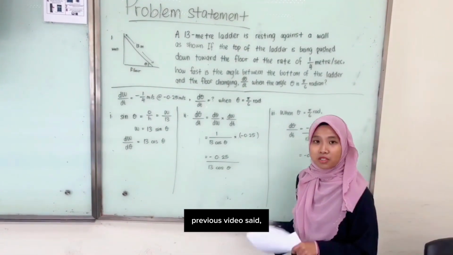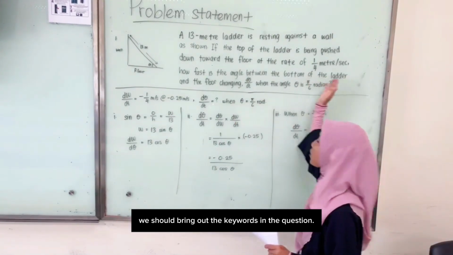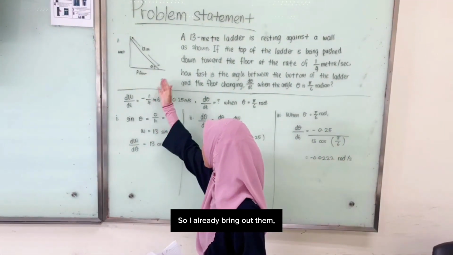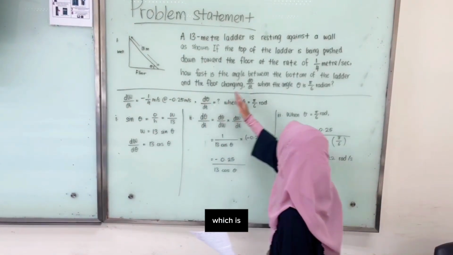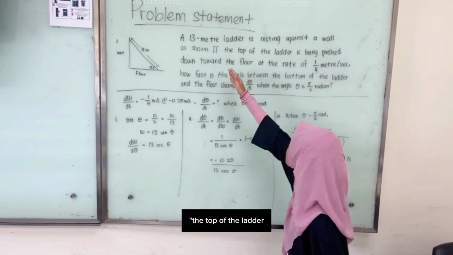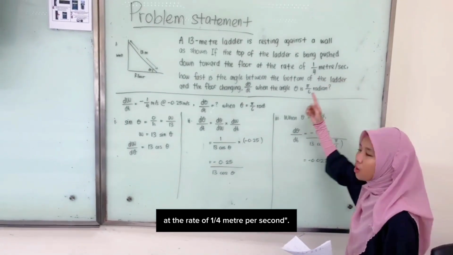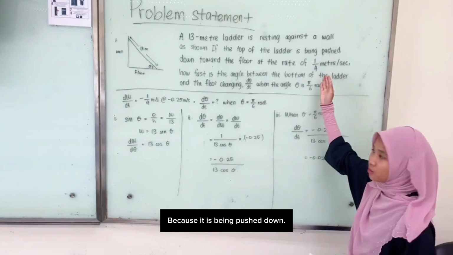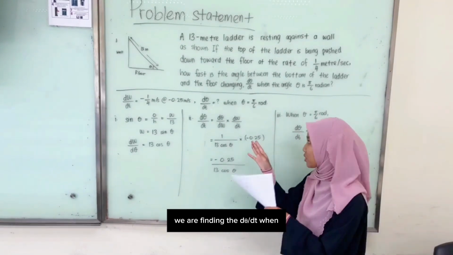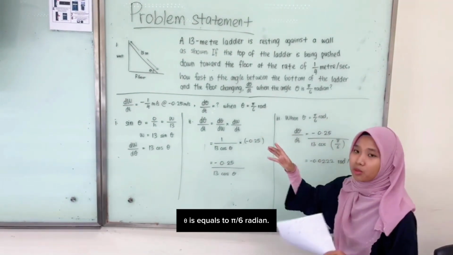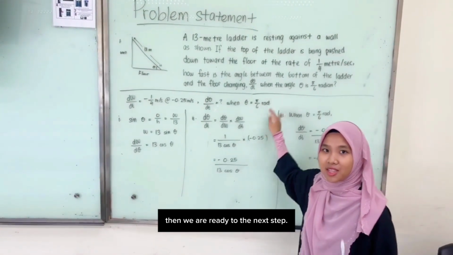As the previous video said, the first step is we should bring out the keywords in the question. I already brought them out: dw/dt equals negative 1/4 m/s, because the top of the ladder is being pushed down towards the floor at the rate of 1/4 meter per second. Why is it negative? Because it is being pushed down. The second piece of information is d theta/dt. We are finding d theta/dt when theta equals pi over 6 radian. If the 3 pieces of information are already here, then we are ready for the next step.